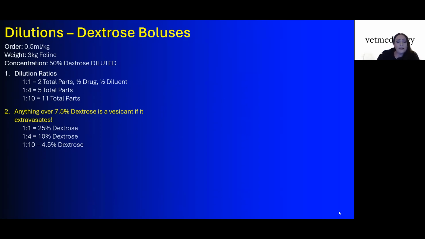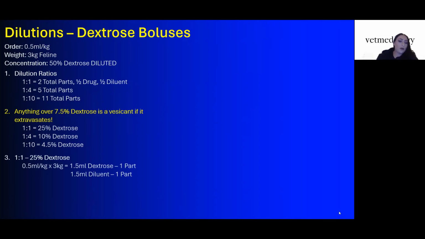So for 1-to-1 dextrose, that turns it into 25% dextrose, which is a vesicant. But in a stat situation, we will utilize 25% dextrose. 1-to-4 is 10% dextrose, and it's a little bit better to go ahead and do any kind of repeat boluses once the immediate emergency is taken care of, basically with at least a 1-to-4 to 1-to-10 dilution that is given slowly. A 1-to-10 dilution is equivalent to 4.5% dextrose.